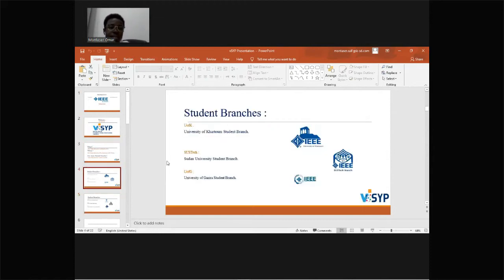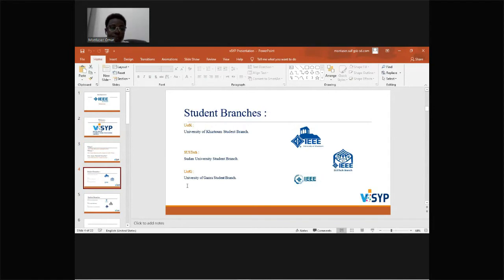The Khartoum University student branch consists of the School of Maths and the College of Engineering, representing the technical part of IEEE: electrical and electronic engineering, the College of Engineering, and the School of Maths. The Sudan University student branch consists of the Western Campus and the Southern Campus. The Western Campus, the College of Computer Science, contains software engineering, networks, and information systems. The Southern Campus contains electrical and electronic engineering, biomedical engineering, and electronic engineering.